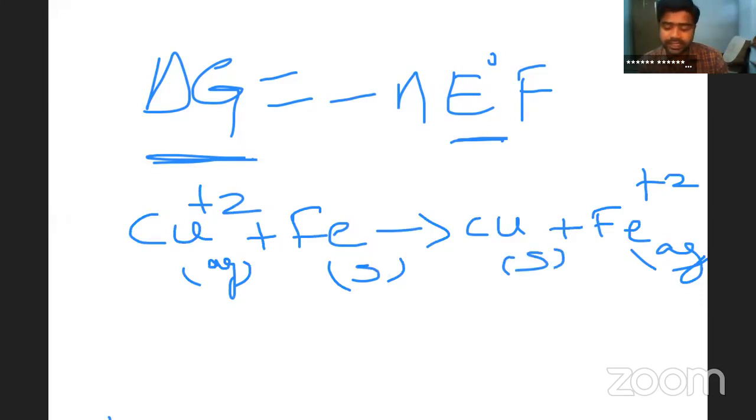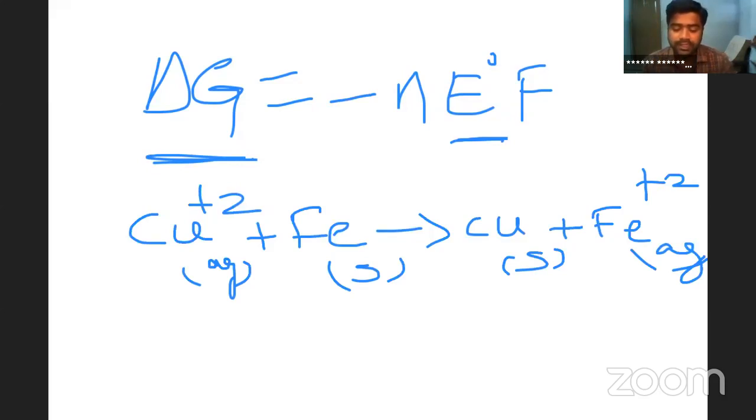So what is the indication from this reaction? What about the copper and what about the iron right now? Iron, on the reactant side, is a solid, and if you come to the product side it will become aqueous. That is what we call the ionic form. So what can we understand from this reaction?